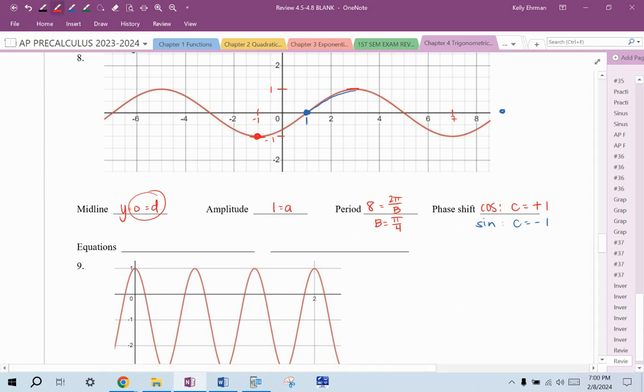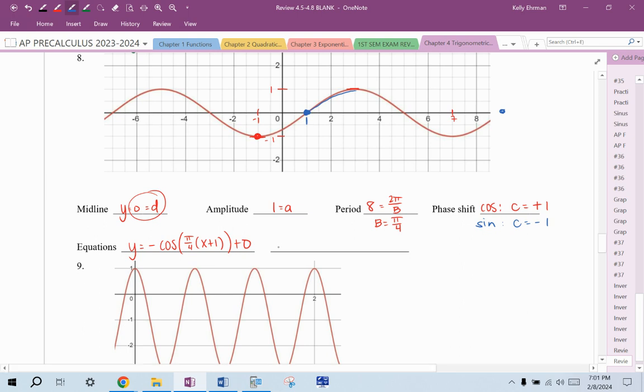All right, so starting with the cosine curve this time, this is a negative cosine curve. It's starting below the midline. So y equals negative, I'm not going to write 1, but just negative cosine of pi over 4 times x plus 1. And then d is 0. I'll just say plus 0.